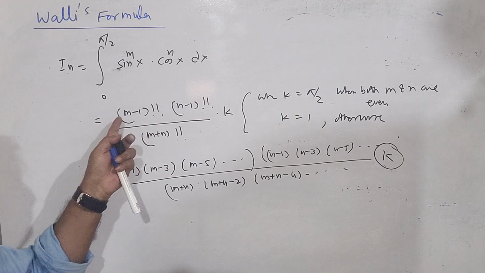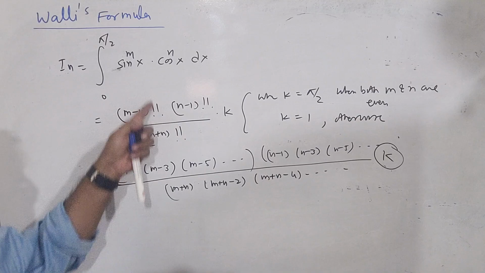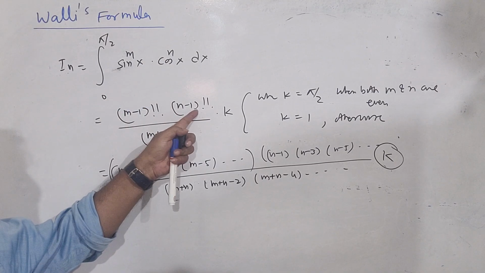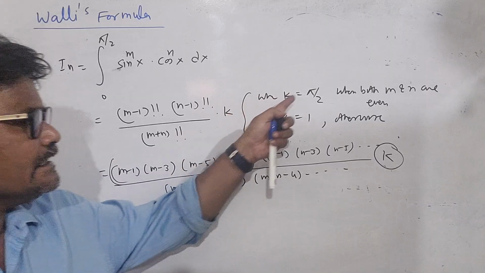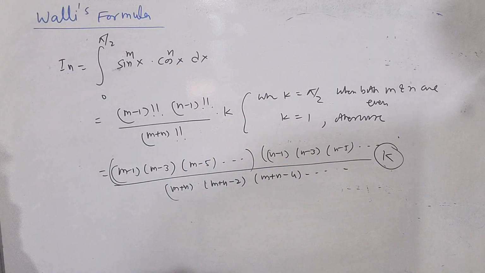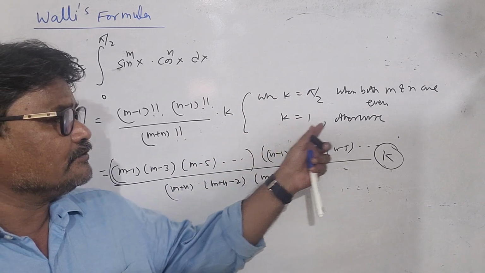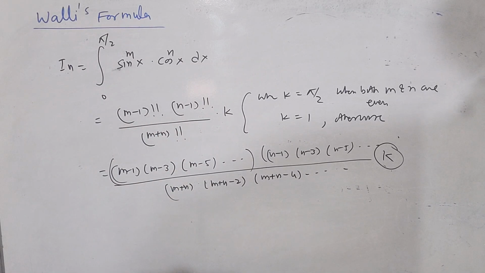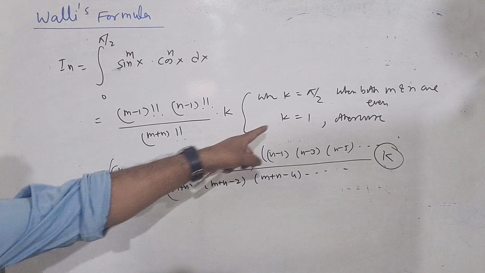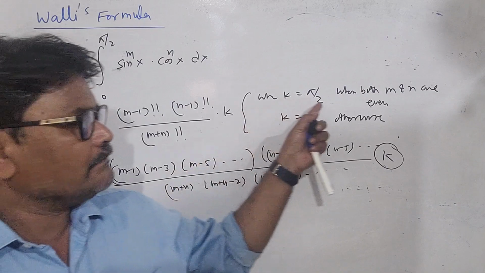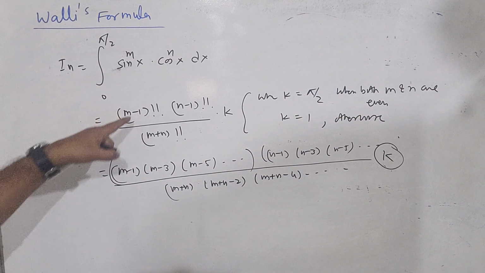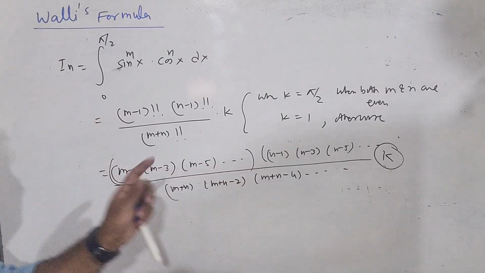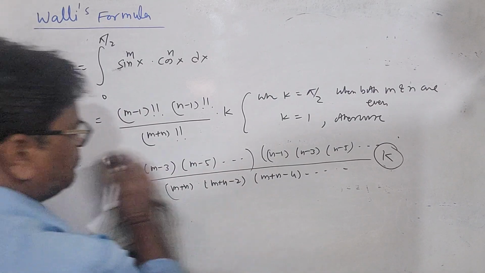With double factorial, you have (m minus 1) double factorial, (n minus 1) double factorial, (m plus n) double factorial into k, where k is pi by 2 when both m and n are even. Otherwise, when one of them is even or both of them are odd, then k is equal to 1. Only when both m and n are even, k is equal to pi by 2. You should remember how to represent the double factorial. Let's do the problem.